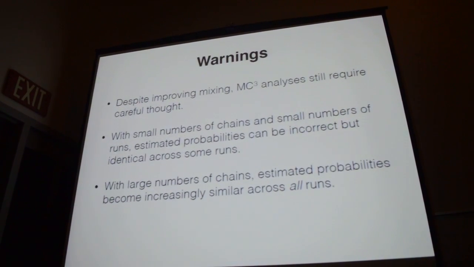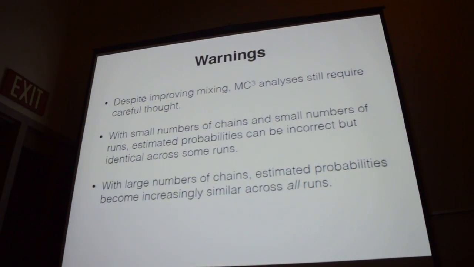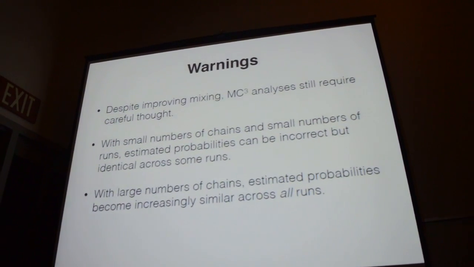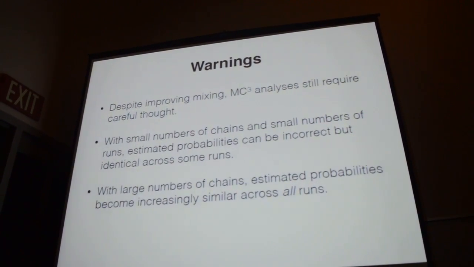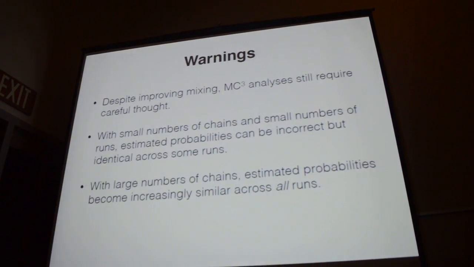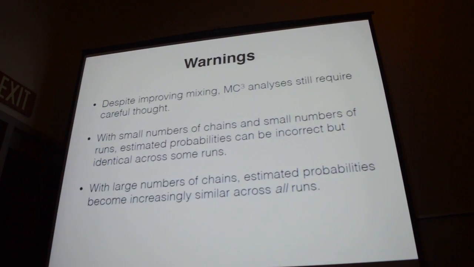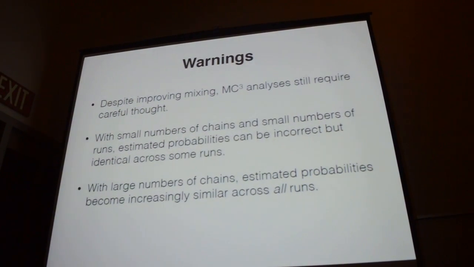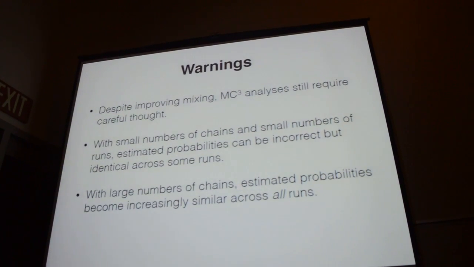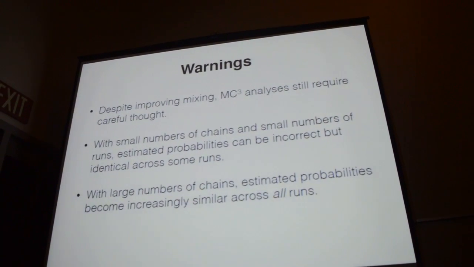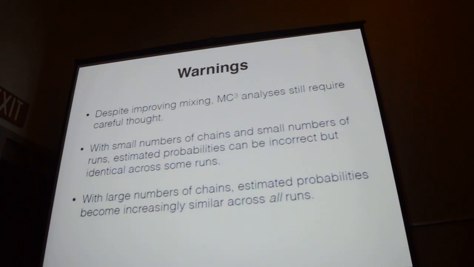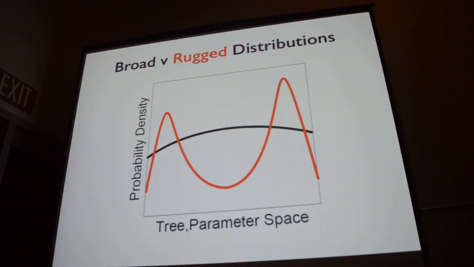With small numbers of chains and small numbers of runs, these estimated probabilities can be incorrect, but essentially identical, if we have the same number of chains that end up on different peaks. And then with large numbers of chains, these will become increasingly similar across all runs. So in the small case, we expect identical probabilities only when we end up with the same distribution of chains across peaks. But in this case, essentially all runs return very similar estimates.